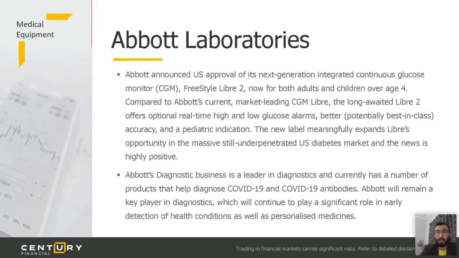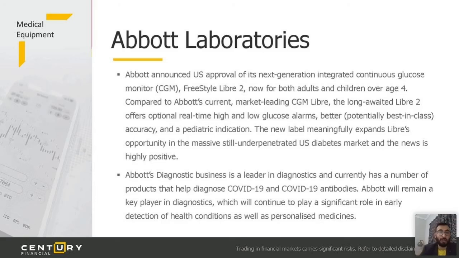Now, moving on, after Aventor, we are looking at Abbott Laboratories. Again, this is one of the medical equipment companies, a leader in the diagnostic business, and it currently has a number of products that help diagnose COVID-19 and COVID-19 antibodies. Abbott will remain a key player in diagnostics, which will continue to play a significant role in early detection of health conditions as well. So this is really important, because antibodies are really important to go ahead with further research. So that is something which can be really good.